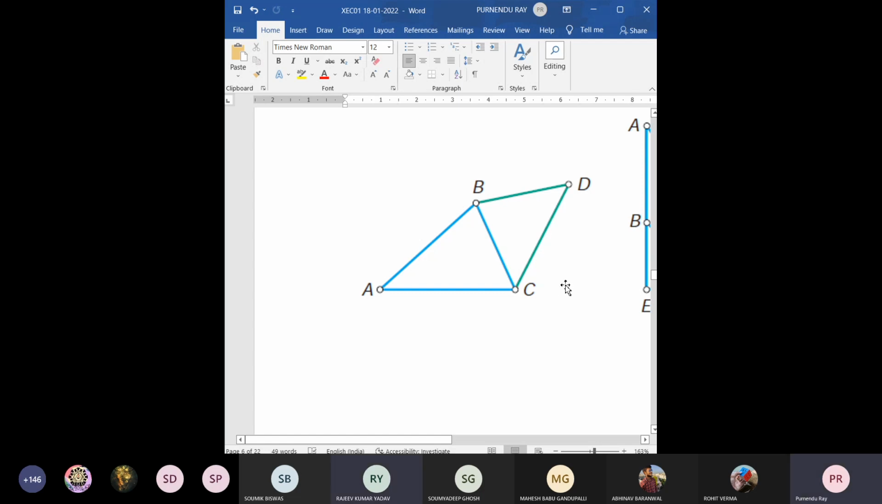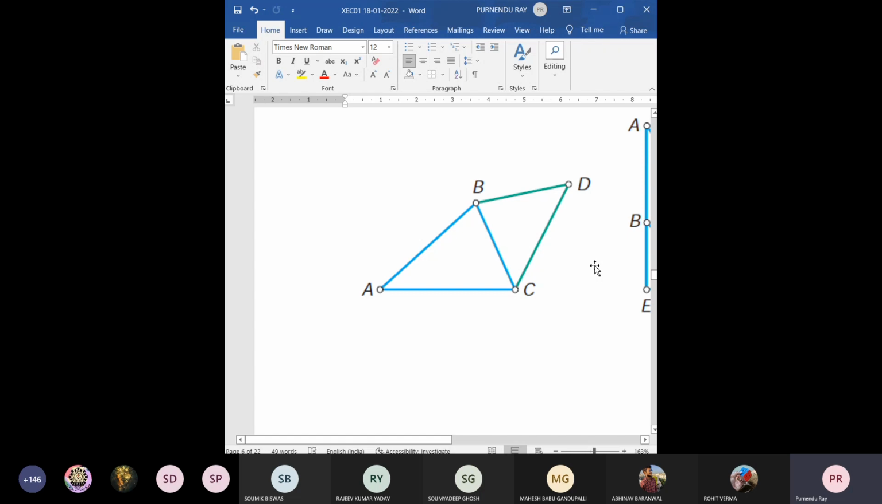Now, if we add one more, suppose here is one more location E, and CE and DE are connected by this joint. Suppose it is E. So how many members are there now? Seven, plus two, 7 members. How many joints? Five joints. 3 plus 1, 4 plus 1, 5 at E.